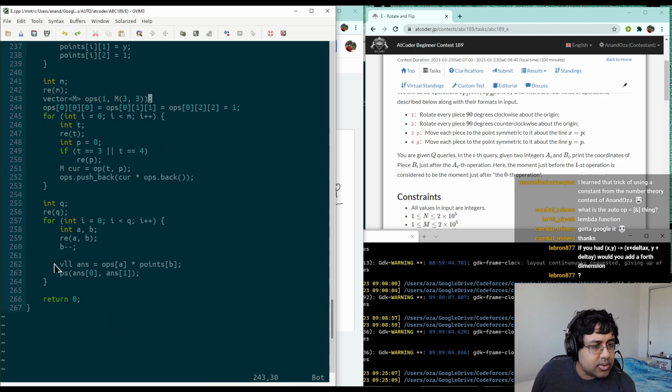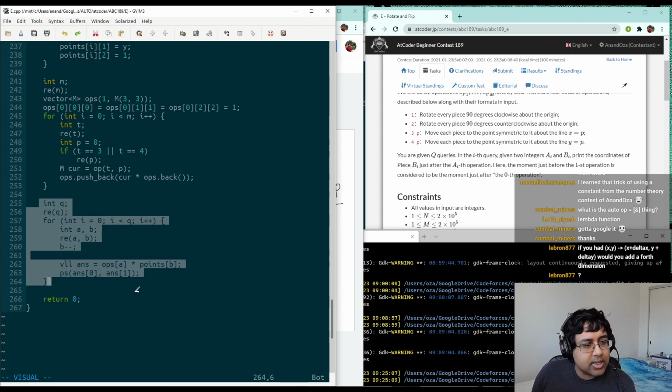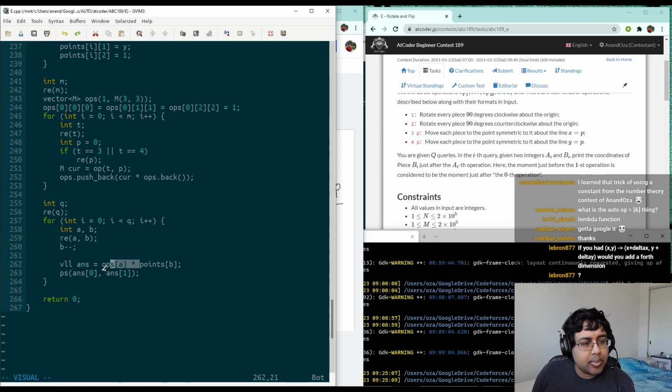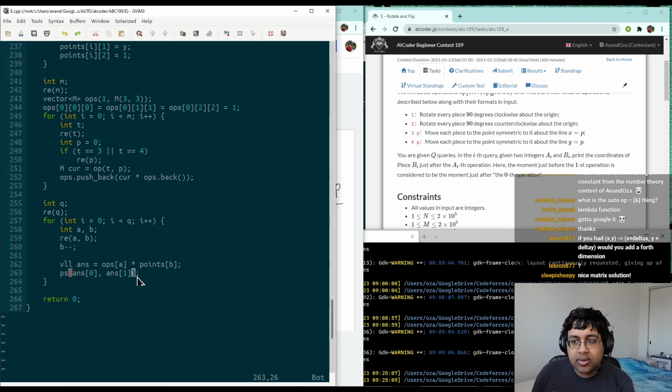From that point on, it's super straightforward. We just apply the first A operations to the appropriate point and then print the answer. Make sure you don't print the third coordinate, because the third coordinate is just 1, right? We only want X and Y. And of course, be careful of your indexing and off by 1 errors, right? We have B minus minus here.